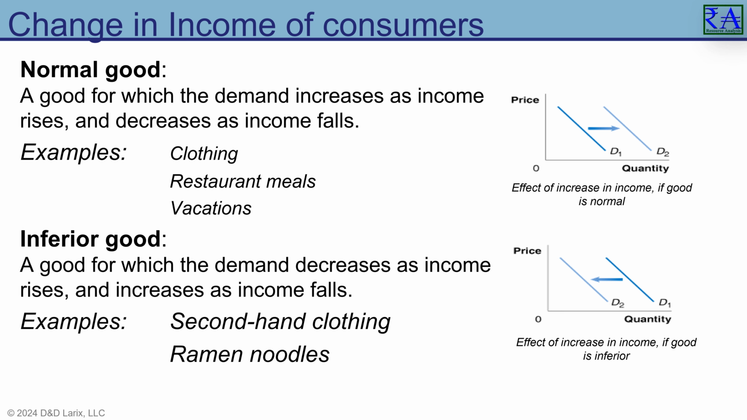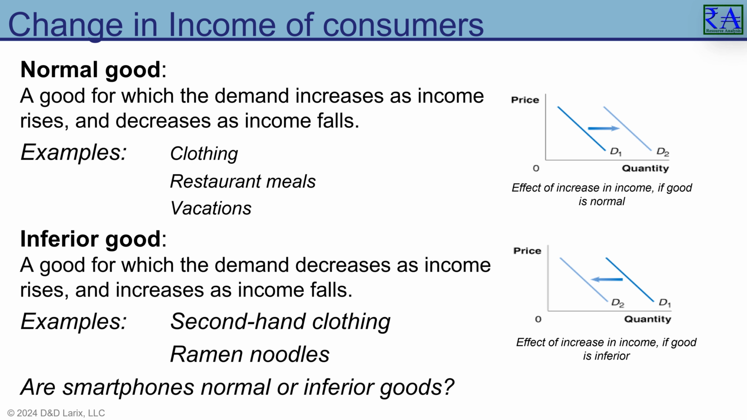Loads of people do this when economic times are tight, but when that new job comes along, their demand for Salvation Army clothes decreases in favor of the better-known fashion outlets. Run a quick confirmation. What type of good are smartphones? Yep, they are normal goods.